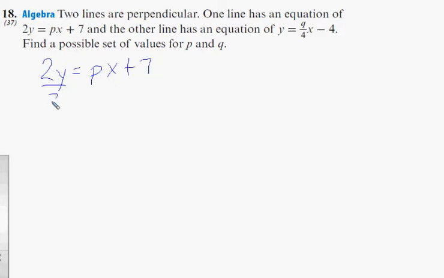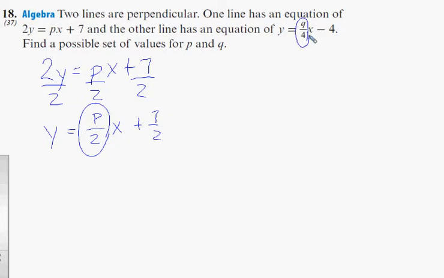So that means we're going to divide everything by 2 here, which means we've got y is equal to p over 2x plus 7 over 2. So the slope of this line is equal to p over 2. Notice that. Okay, the other equation is already in slope-intercept form. The slope of that line is q over 4.